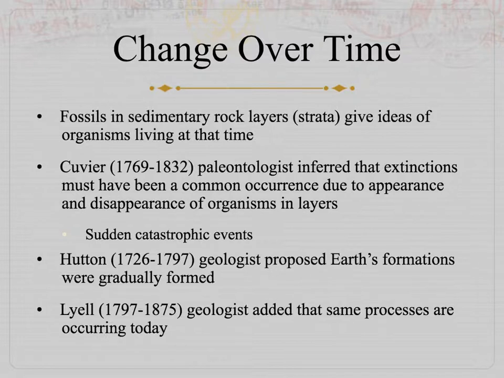Then we have Hutton. He was about the same time as Cuvier. He was a geologist, but he actually proposed that Earth's formations were gradually formed. Okay. He said that all of the things that we see were formed over many, many, many years through a slow process. Lyell was another geologist around the same time, a little bit later than Hutton, who added to that and said that the processes are still occurring today.